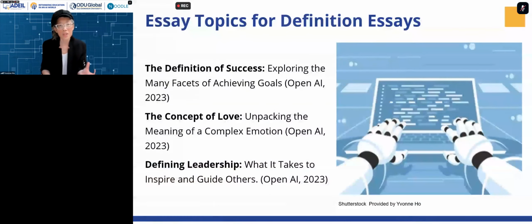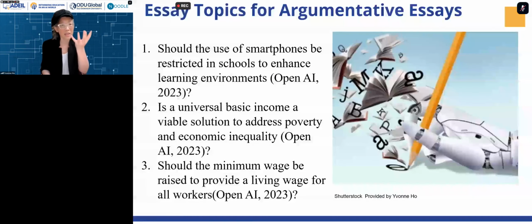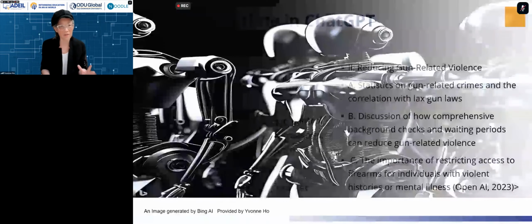If your teacher wants a definition essay, then ChatGPT can come up with a list of topics for definition essays, and also a list of topics for argumentative essays. And then the answer to these questions, such as should the use of smartphones be restricted in schools to enhance the learning environment, I would tell students the answer to those questions will become their thesis statement. And so here, once again, you have a list from which students can choose what they want to write about.